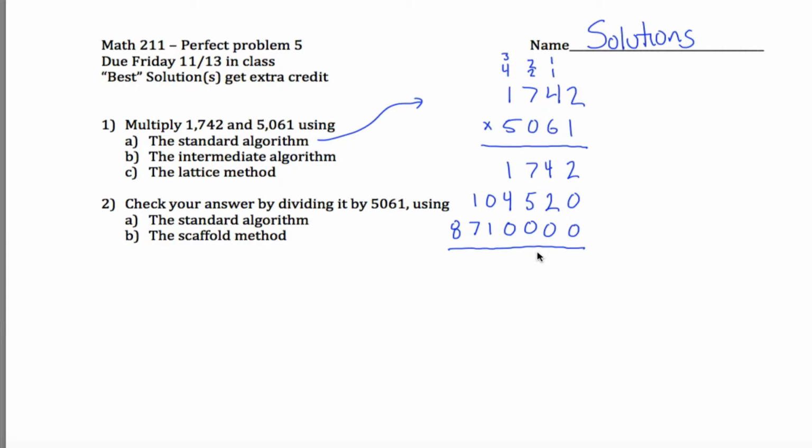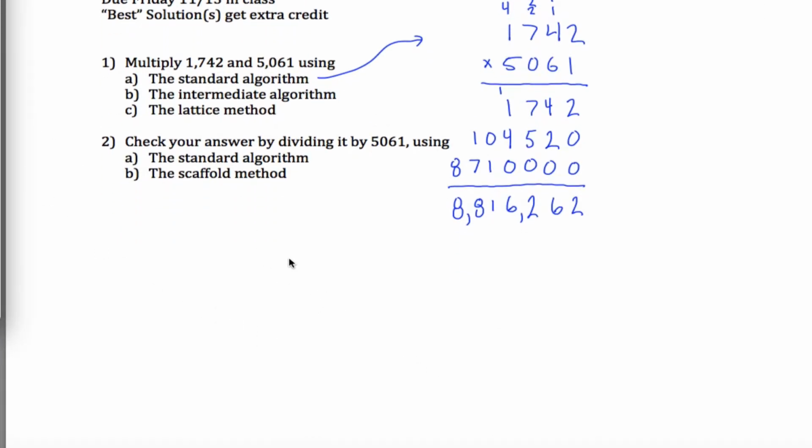So what I now do, the algorithm tells me to add up all these partial sums. So 2 plus 0 is 2. 4 plus 2 plus 0 is 6. 7 and 5 gives me 12. So I'll write a 2 and carry a 1, I don't know, there. 1 plus 2 plus 4 gives me 6. 0 and 1 is 1. 1 and 7 is 8. And 8. So what I get is that this product is equal to 8,816,262.